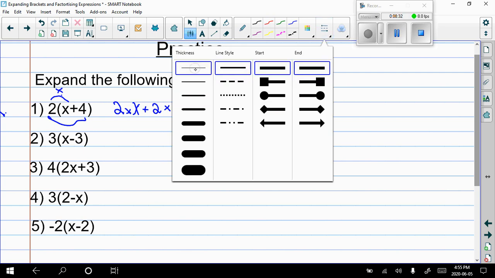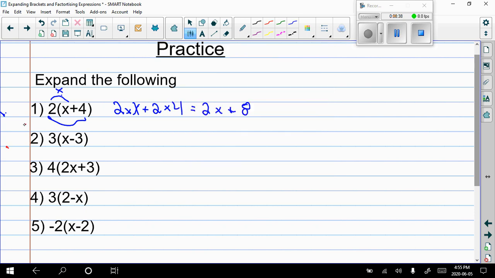Next one, we have 3 times x minus 3. So we have 3 lots of x minus 3. So we're doing that times that. So 3 times x, and then we have 3 times minus 3. And so we're going to get 3x and minus 9, because 3 times 3 is 9. Positive times a negative is a negative.